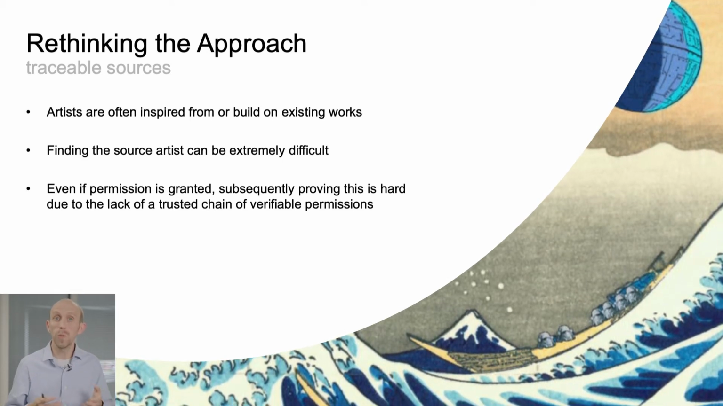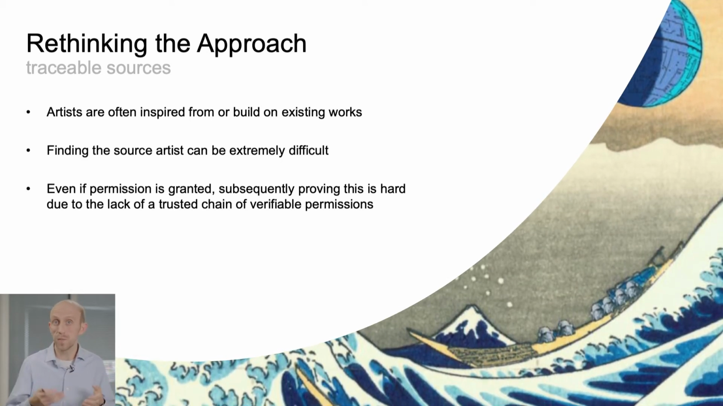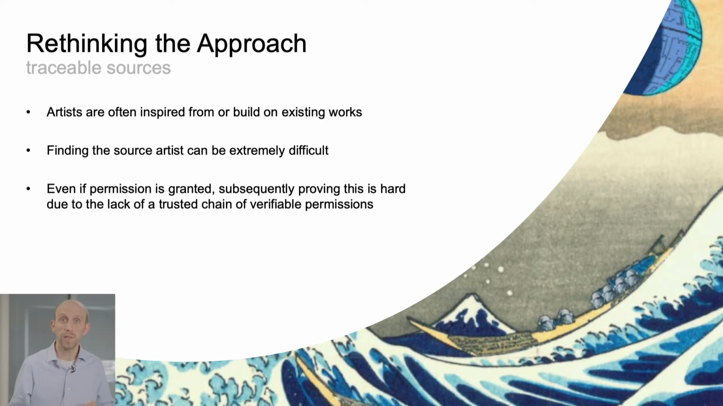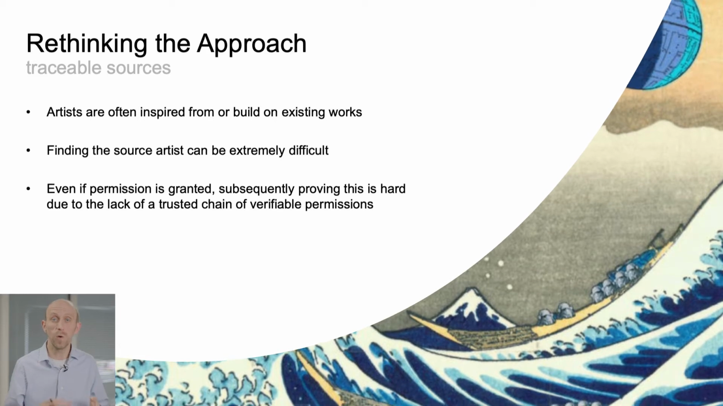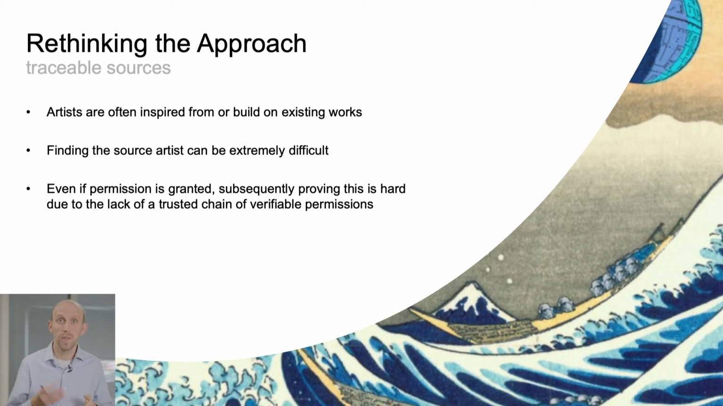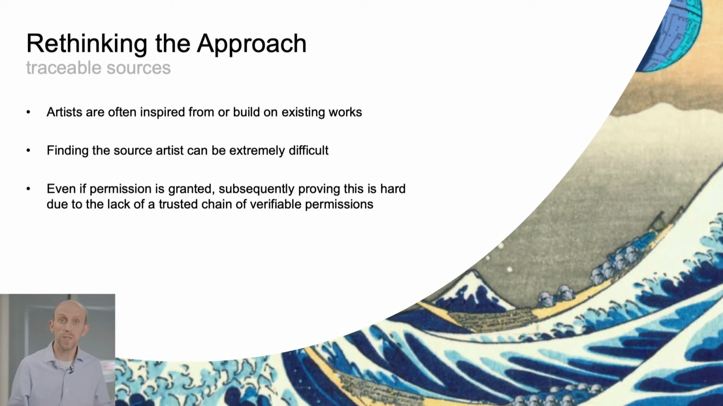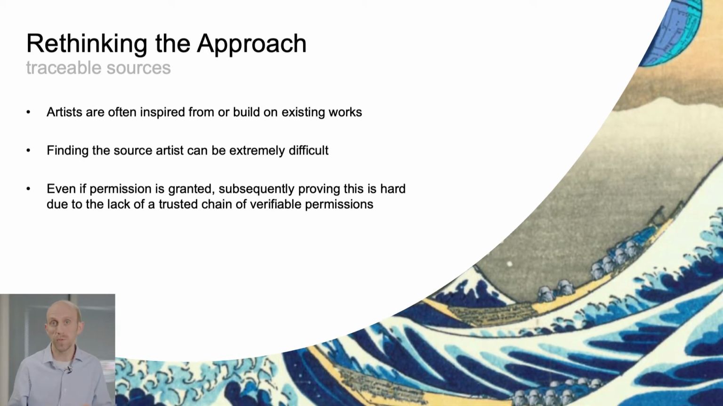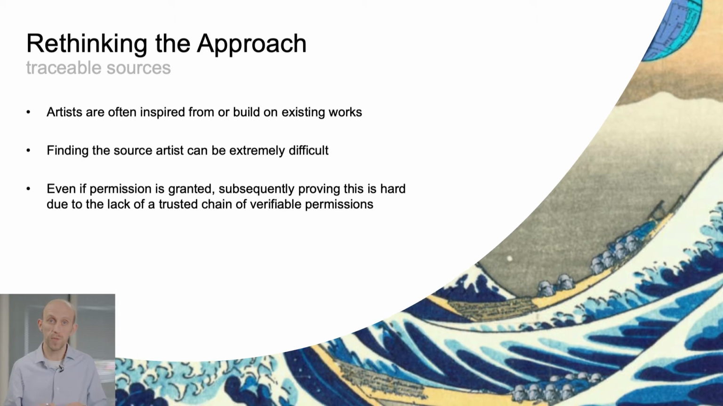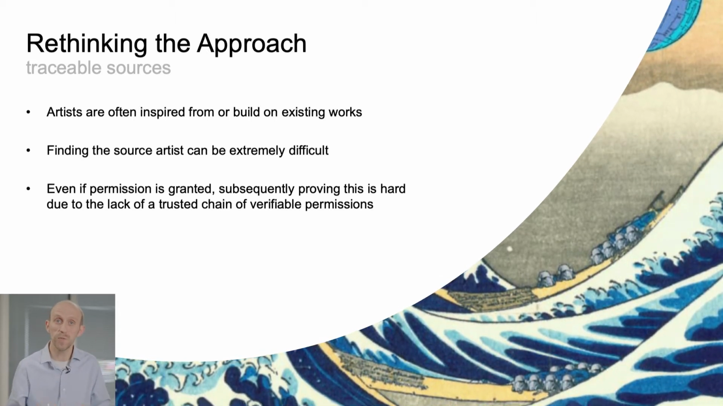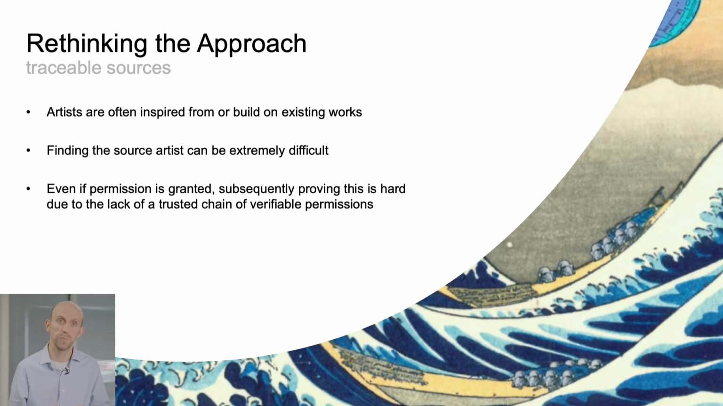An artist will normally build on the work of other artists either directly or by influence. If an artist wants to correctly credit the source artist, or indeed any works that that artist has used, it can be difficult to trace the original artist. In addition to this, even if an artist grants permission for the derived work, proving that this permission has been granted is extremely difficult, as there is no trusted chain of agreements to prove the existence of the permission.